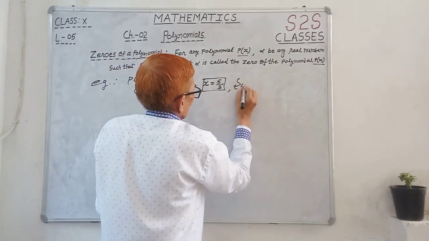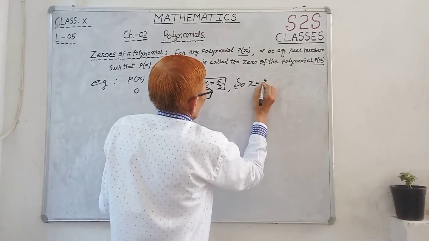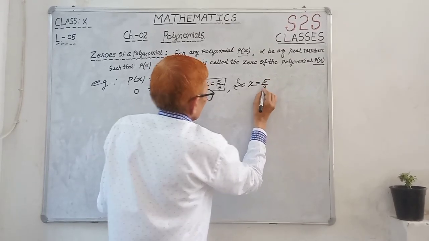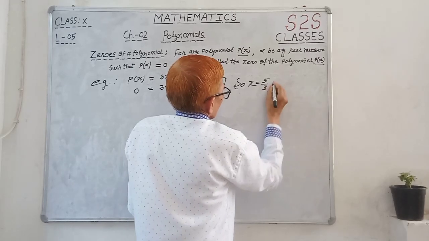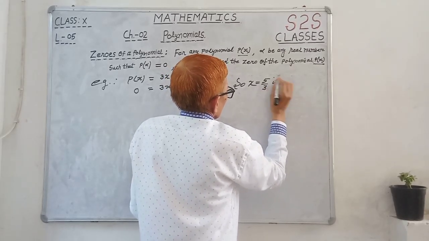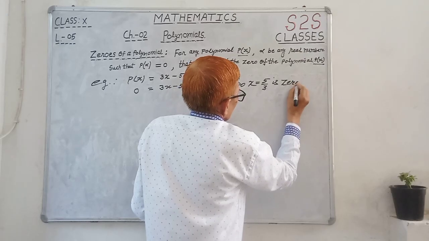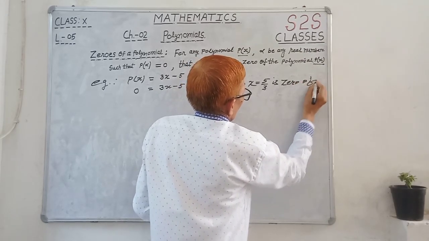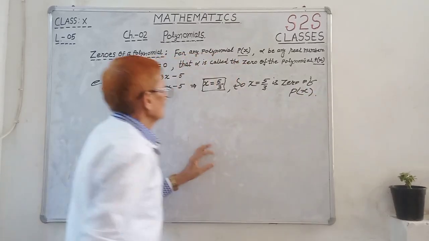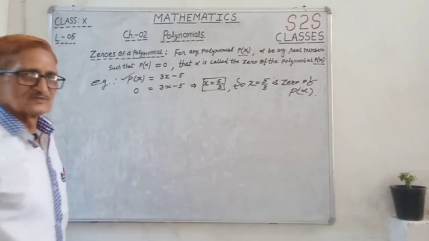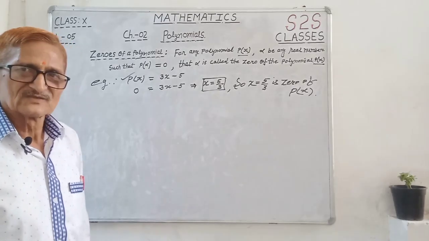So x is equal to 5 upon 3 is the zero of p(x). What is p(x)? p(x) is 3x minus 5. So clear now? Yes, okay.